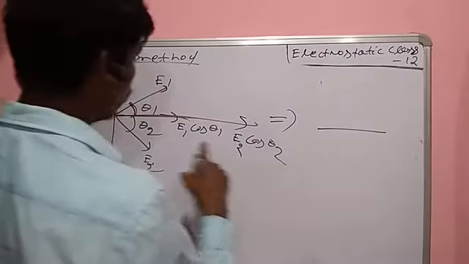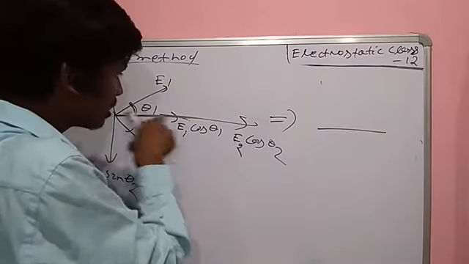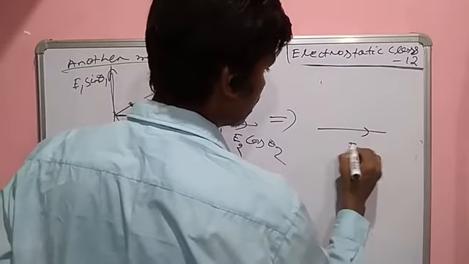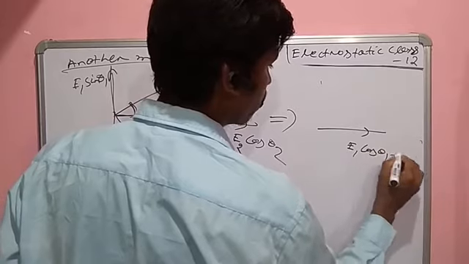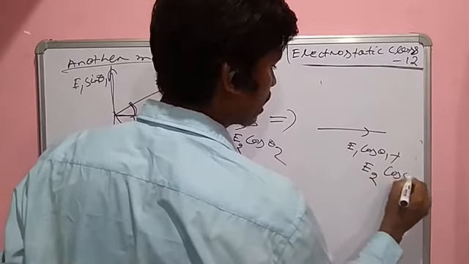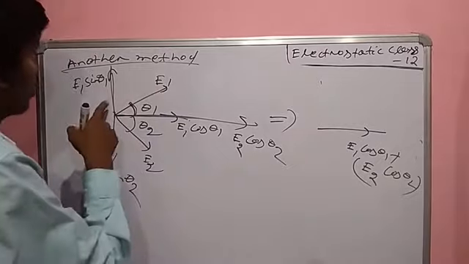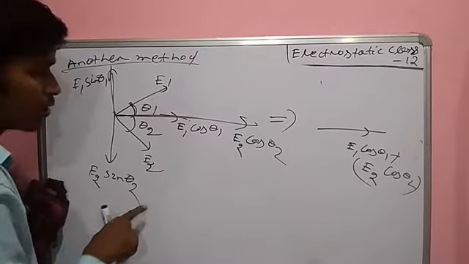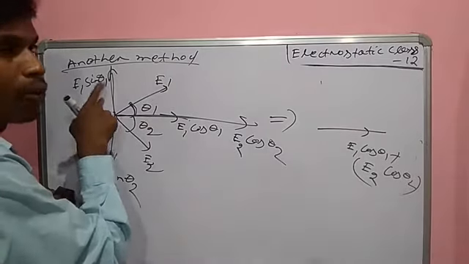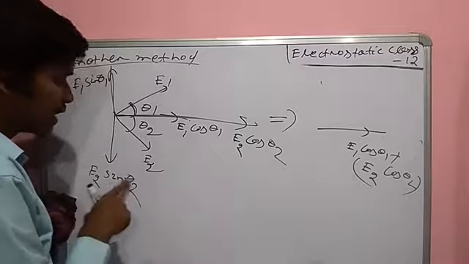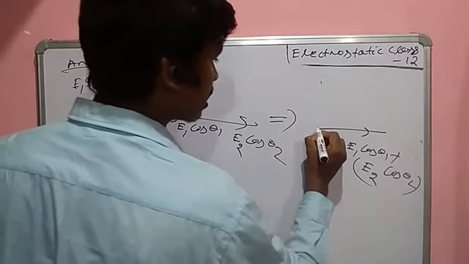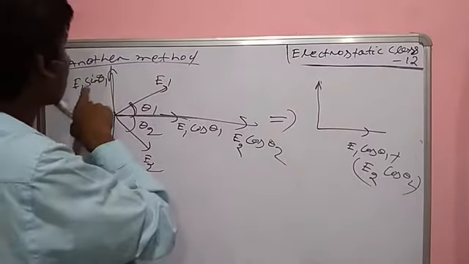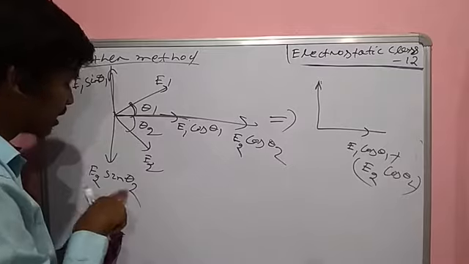So redraw here. In this horizontal line, we have E1 cos theta 1 and E2 cos theta 2. So the net is E1 cos theta 1 plus E2 cos theta 2. In the vertical direction, upward is E1 sin theta 1, downward is E2 sin theta 2. If E1 sin theta 1 is greater than E2 sin theta 2, then the resultant is in this direction.